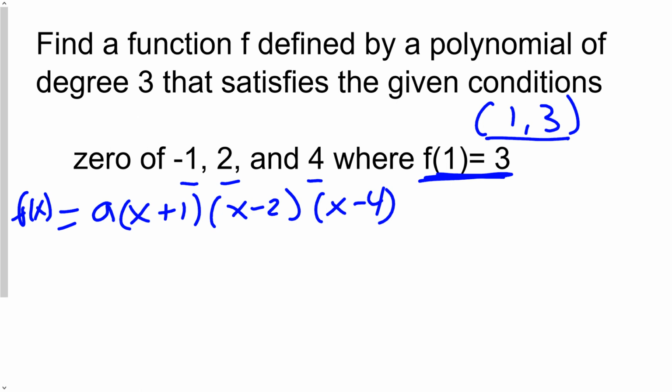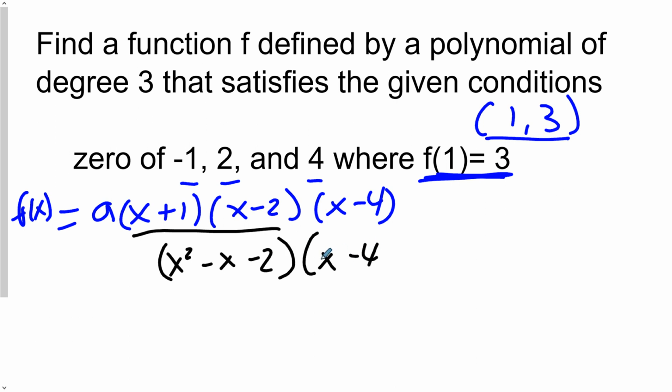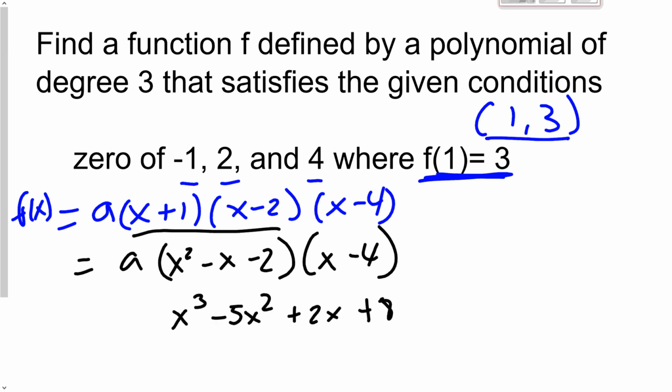All right, so we're going to multiply these together. We'll multiply 2 of them first. It doesn't matter which 2 first. So we'll multiply these 2 first. That's fine. So we get x squared minus x minus 2, and then we're going to distribute that whole thing times x minus 4. We still have our a. Okay, so we'll distribute that, and then we'll figure out our a by using that point. So we FOIL that out. We get x cubed minus 5x squared plus 2x plus 8, and then we have our a.